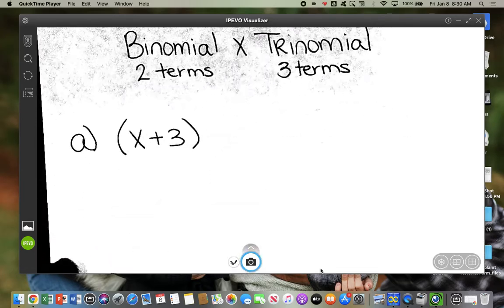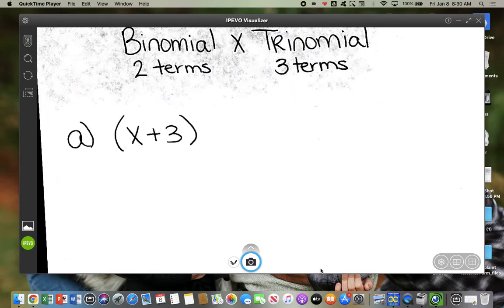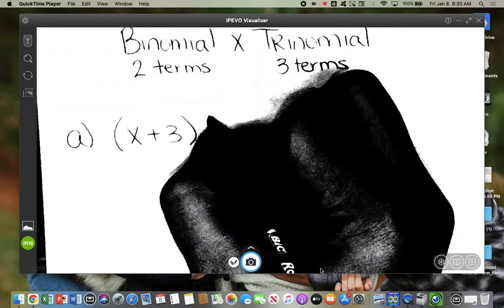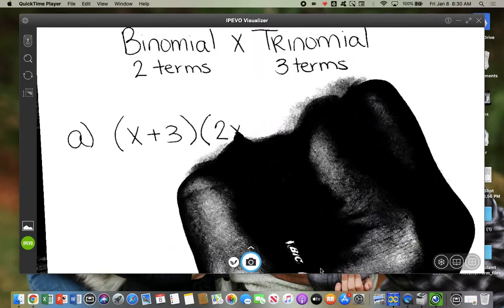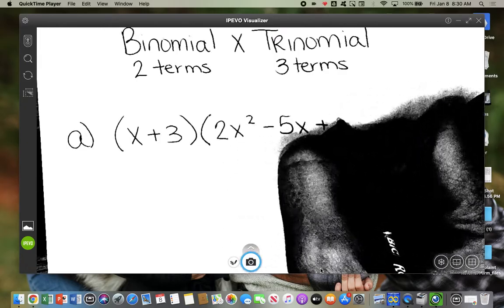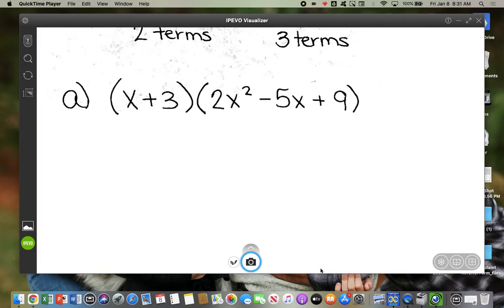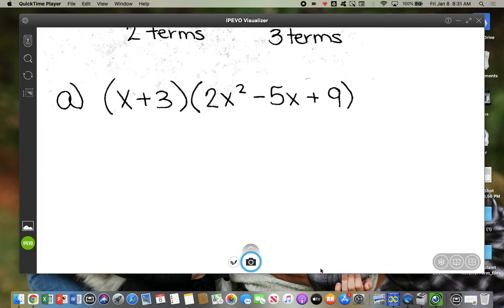All right, so that's a binomial, x plus 3. And then we'll multiply it to a trinomial. Let's go 2x squared minus 5x plus 9. All right, so in the first parentheses, we have 2 terms. So we're going to distribute the x first, and then we'll distribute the 3.